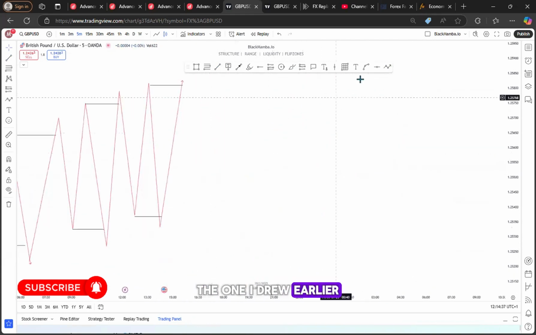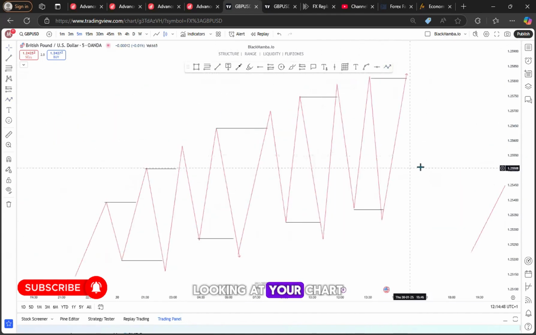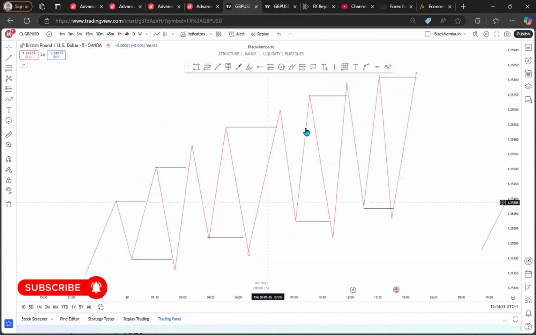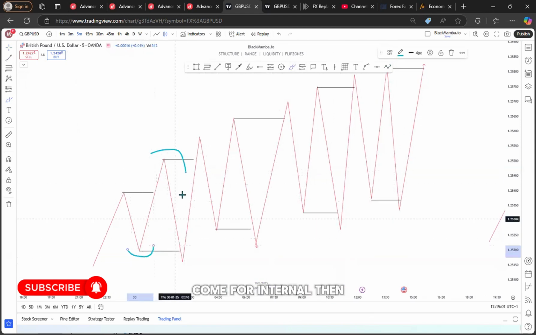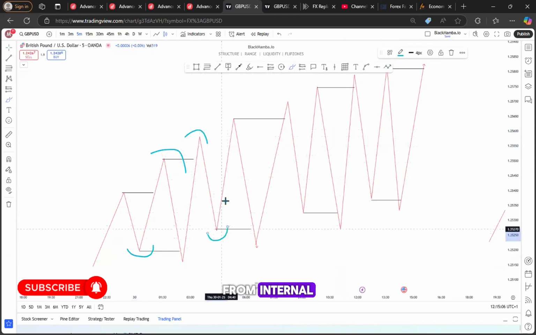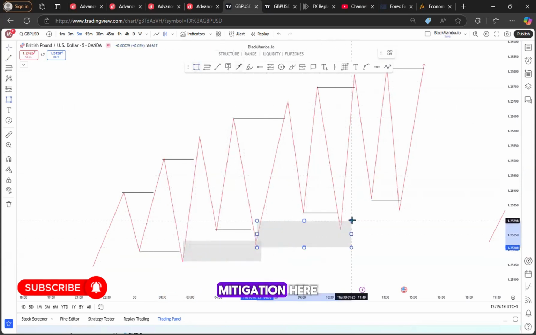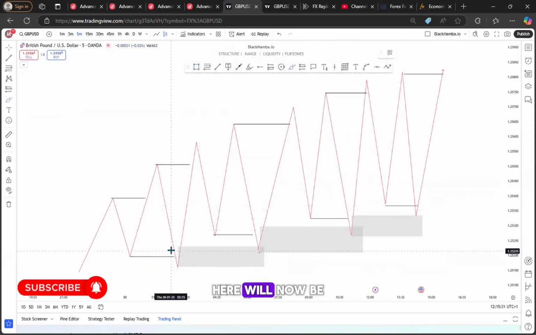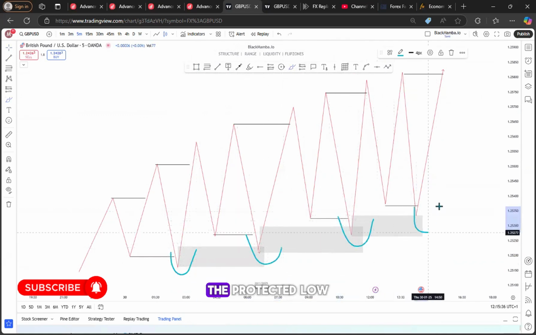The one I drew earlier is like the basic explanation. Looking at your chart, this is what you will actually be seeing. Price will come from external, come for internal, then from internal, price will go for external, from internal, external. So we have mitigation here, mitigation here, mitigation here. Here will now be the protected low, the protected low, the protected low, the protected low.